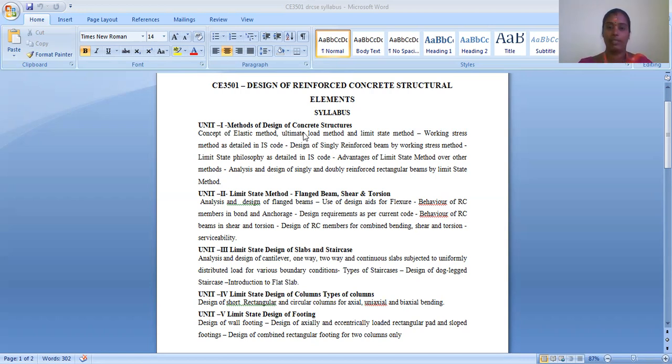What is this structure? We call the building components a structure. In a building, what are the building components? Starting from foundation, wall, column, beam, slab, then roof slab, floor slab. These are all the components. Which of these do we call structural elements? All these are structures, but the load carrying member we call an element.